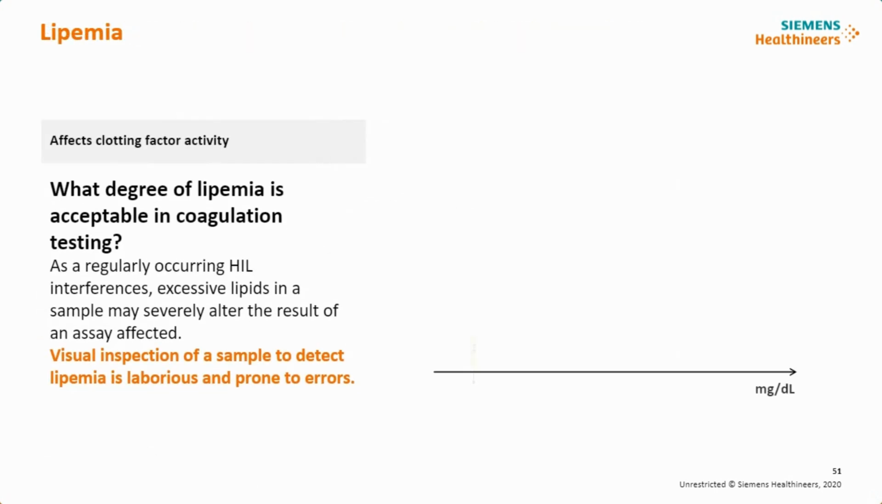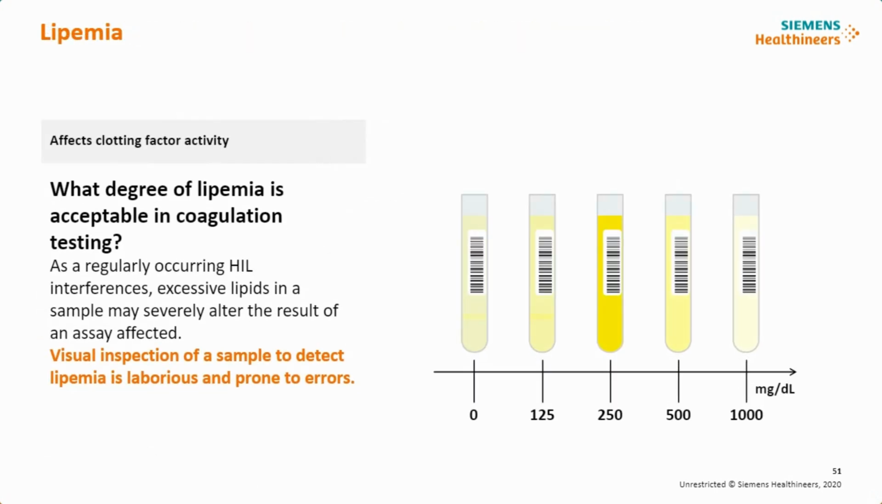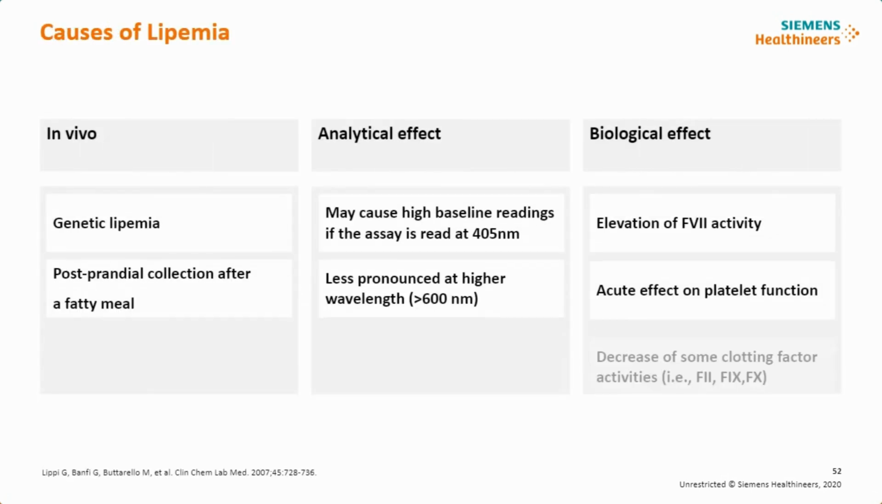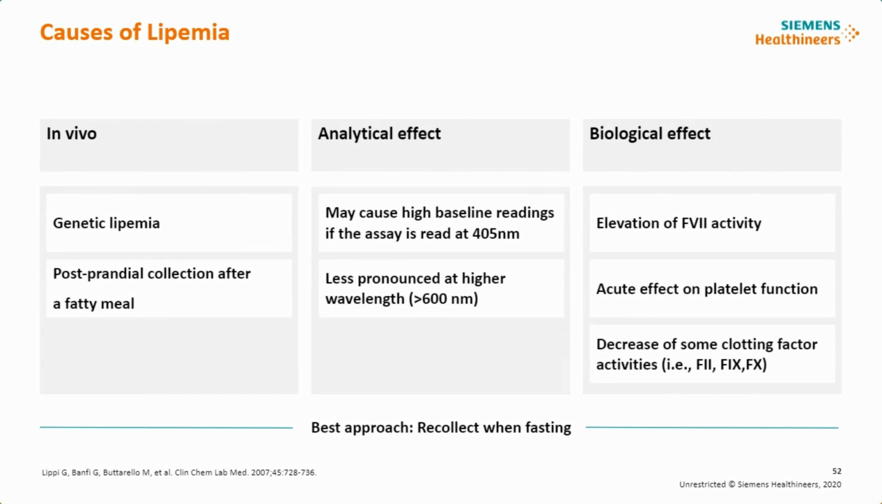Lipemia is where you get that nice milkshake appearance of the sample. Again, visual inspection can be very subjective, as each person can look at it differently, so it can be challenging to identify patients who have an excess amount of lipids in their sample. Now, some of the causes: the patient can have a genetic predisposition to hyperlipidemia, resulting in a highly lipemic sample. The patient can have a postprandial collection after a very fatty meal, therefore giving that milkshake appearance.